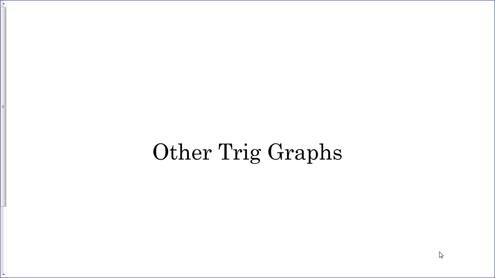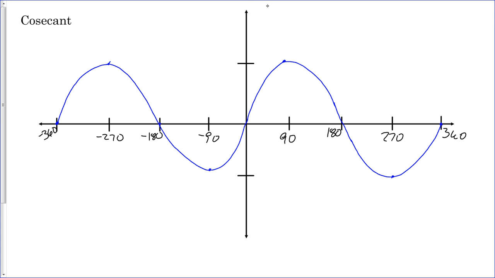Right, in this video, we're going to be going over the 4 other trig graphs. Because there's 6 trig functions. We've gone over 2 of the graphs. So in this video, we're going to hit the other 4. Okay, so we're going to start out by talking about cosecant.